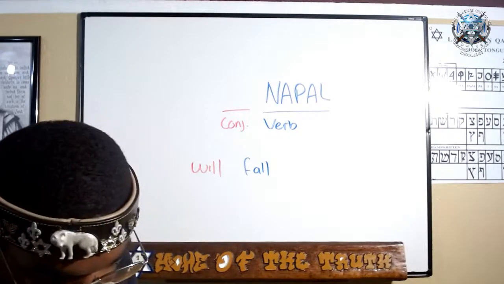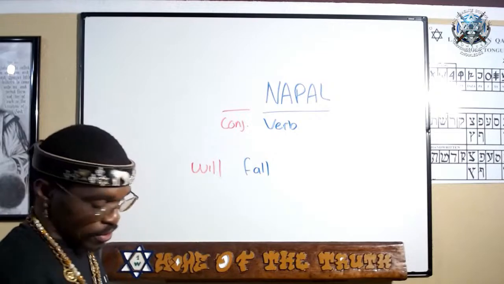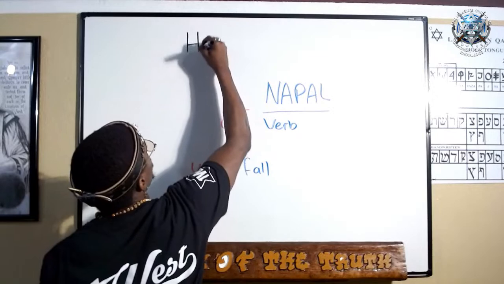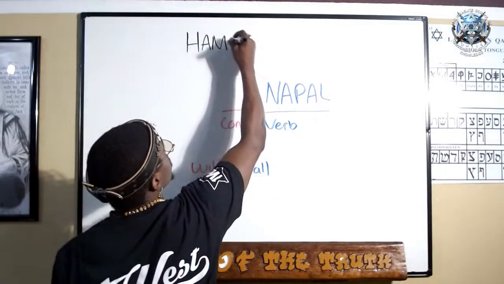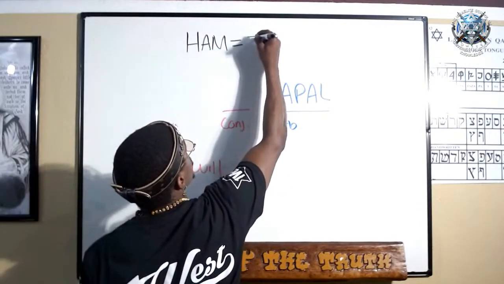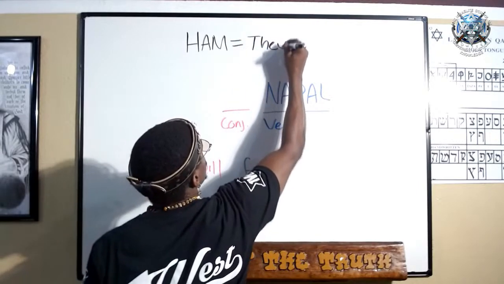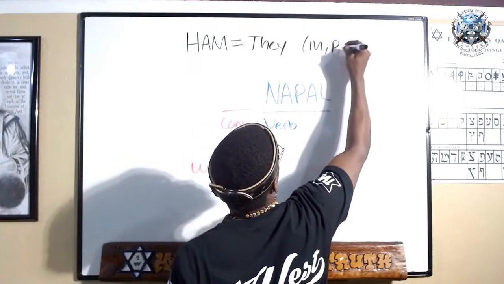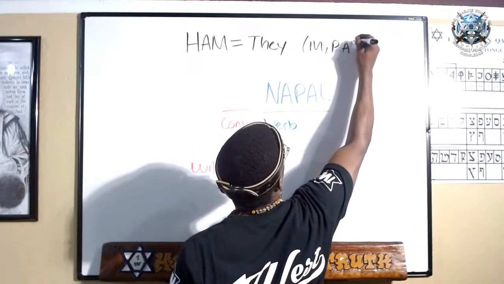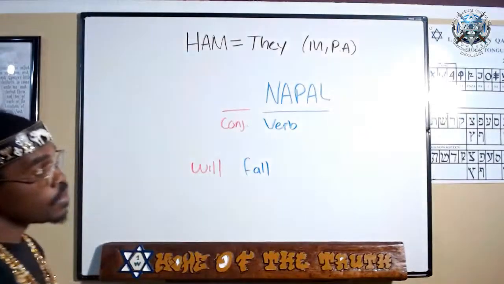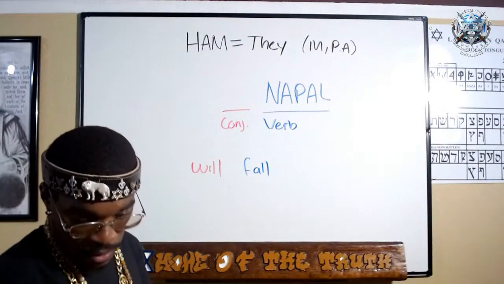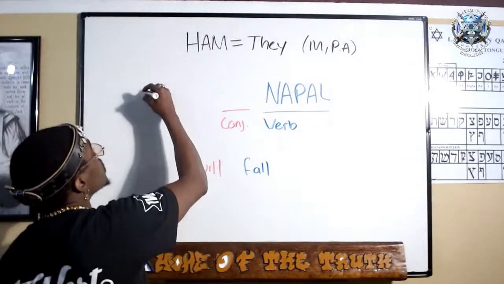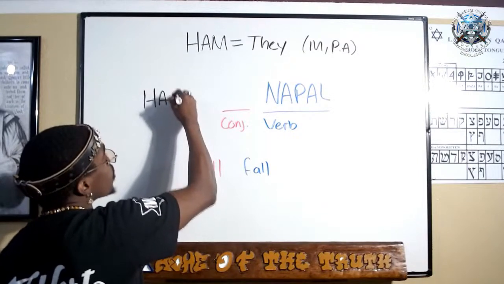All right, so now our next subject pronoun will be hum, which means they, masculine or position of authority. They, hum. All right, hum is the new subject pronoun.